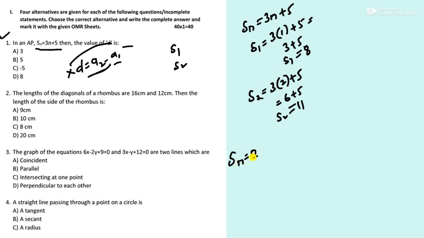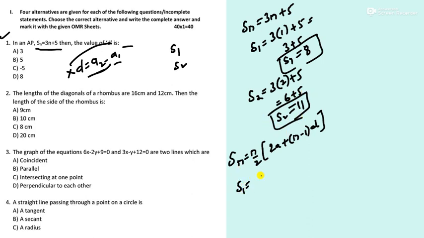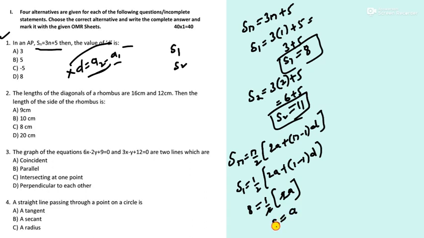Use the general formula, n by 2 into 2a plus n minus 1 into d. You have S1 value as 8, you have S2 value as 11. Substitute for S1: it is 1 by 2 into 2a plus 1 minus 1 into d. So S1 is 8, which is equal to 1 by 2 into 2a plus 1 minus 1, which is 0, into d, and 0 into d is 0 only, so I will not write it here. The 2 will get cancelled, so a into 1 is a, and this is 8. So the value of a is 8. Now using the same formula, substitute it in S2.